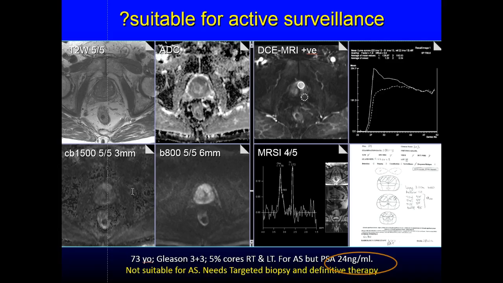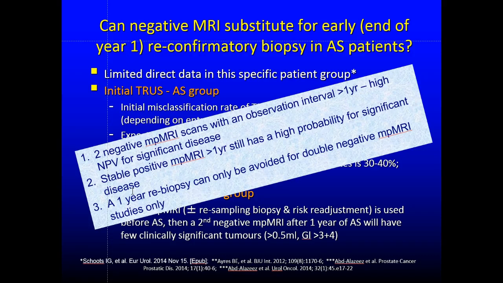The other thing I'd like to discuss is this question that I'm often asked. Can MRI substitute for an early end of first year reconfirmatory biopsy in active surveillance patients? There is actually no data to answer this particular question. But my conclusions from what I have read is that if you have 2 negative MRIs and you have had an observation period of greater than a year, then the negative predictive value for significant disease is likely to be high, and these patients can probably avoid a first-year biopsy.